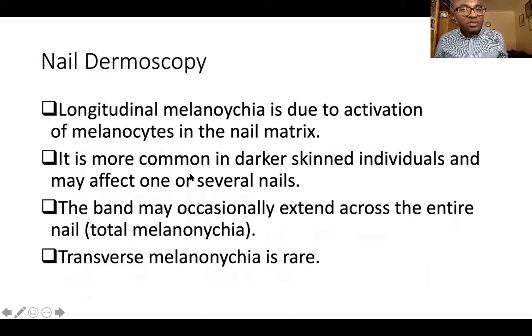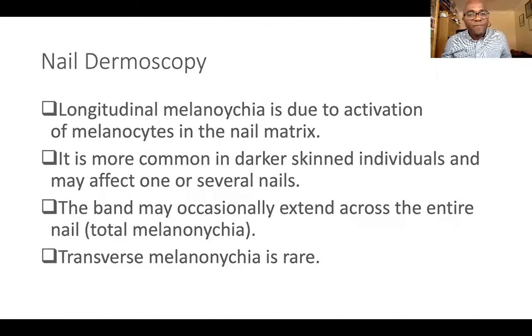Longitudinal melanonychia is due to activation of melanocytes in the nail matrix. It is more common in darker skin individuals. In dark skin individuals you see longitudinal melanonychia, and it may also affect several nails rather than a single nail. The band may occasionally extend across the entire nail, but transverse melanonychia is rare. So anything transverse is unlikely to be melanonychia. Longitudinal is melanonychia.